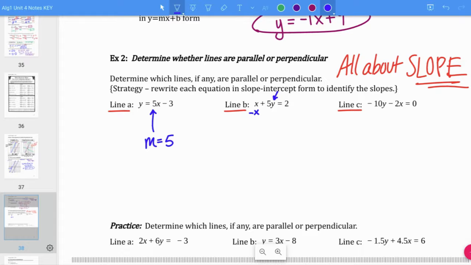I'm going to move my x term to the other side. 5y equals negative x plus 2. And then I'm going to divide everybody by the 5. Remember, this is like having a 1 here. So you got y equals negative 1/5 becomes the slope. And I don't even really care what the y-intercept is. Doesn't matter at all to me. I really just need the slope. So I have a slope of negative 1/5.